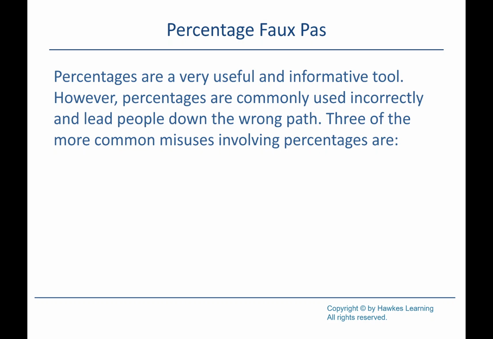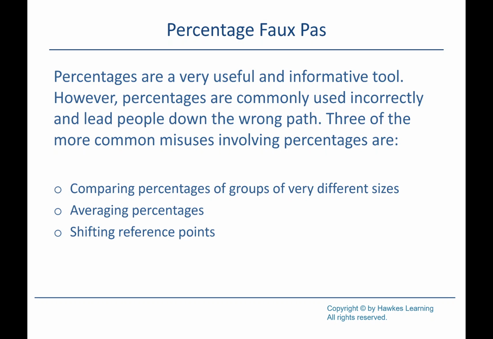So our textbook calls them percentage faux pas. Stuff you shouldn't do. So the three big things we need to avoid. First one, if we've got two groups of really different sizes, like a really big group and a really small group, and we're looking at some percentage about each of those groups, it's not very meaningful to make that comparison, and we'll see that in a second. So we want to try to avoid that.